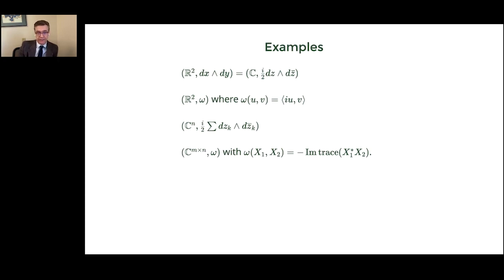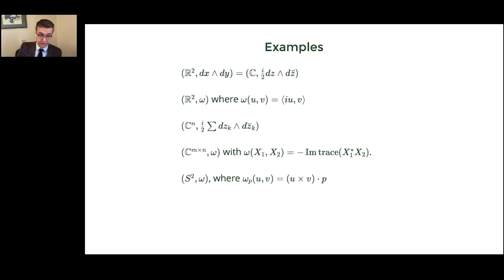This is, in fact, the same thing, but now if I'm thinking about m by n matrices, and I write the form from the previous line in matrix language, I'm saying, okay, a tangent vector at a point will also be an m by n matrix, and the symplectic form evaluated here will be minus the imaginary part of the trace of x1 star x2.